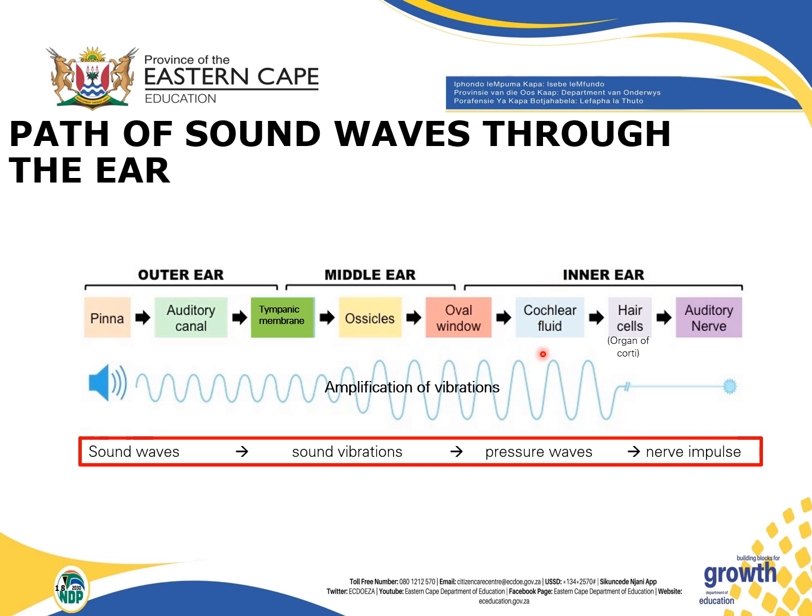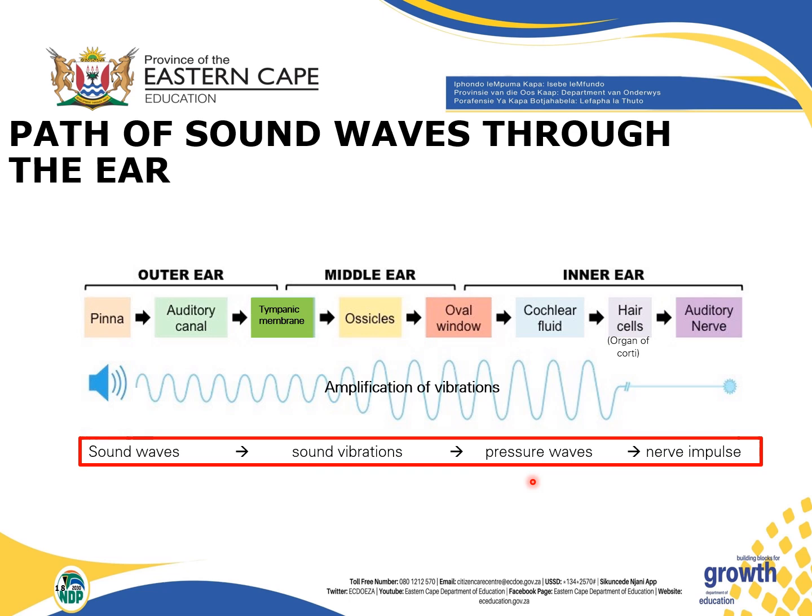Now remember that the inner ear is filled with fluid. The fluid is the perilymph and the endolymph. Although we don't need to know these names, it helps us to understand where the vibrations are moving. So the vibrations of the oval window are then passed on to the fluid in the cochlea. Now these vibrations are then converted into pressure waves in the cochlear fluid.